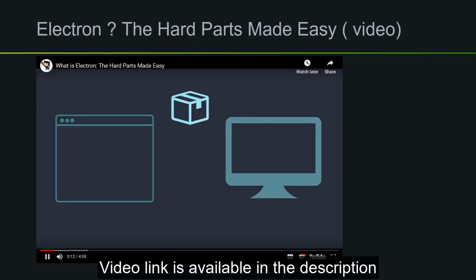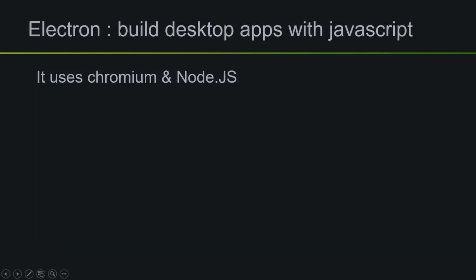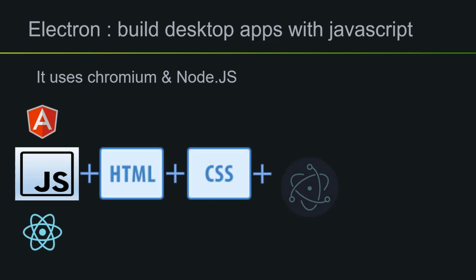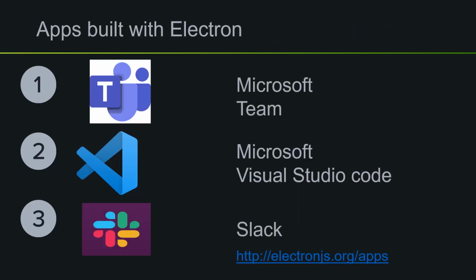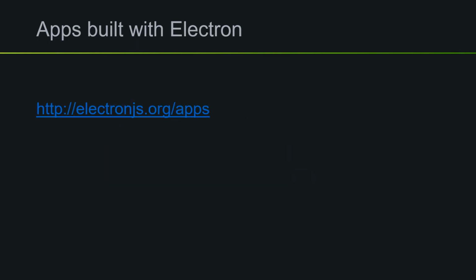Electron uses Chromium and Node.js, so you can build any kind of desktop app from plain JavaScript, TypeScript, AngularJS, or reactjs. Yes, we can build and ship cross-platform app for Windows, Mac, and Linux system. So, which well-known apps are developed using electron.js? The desktop app like Microsoft Teams, Microsoft Visual Studio Code, and Slack. Yes. In addition to this, here is a list of cross-platform app developed using electron.js.